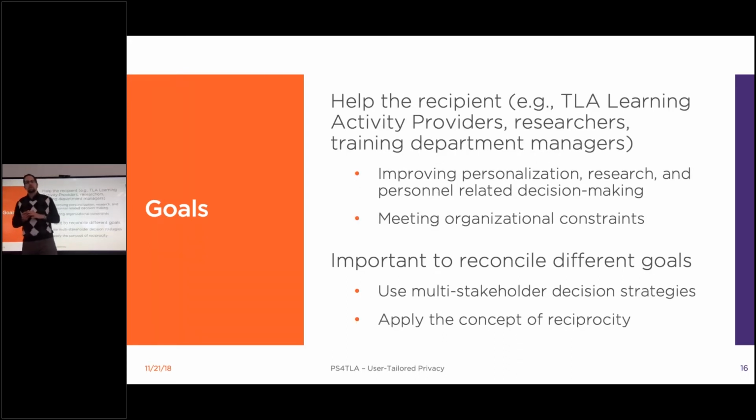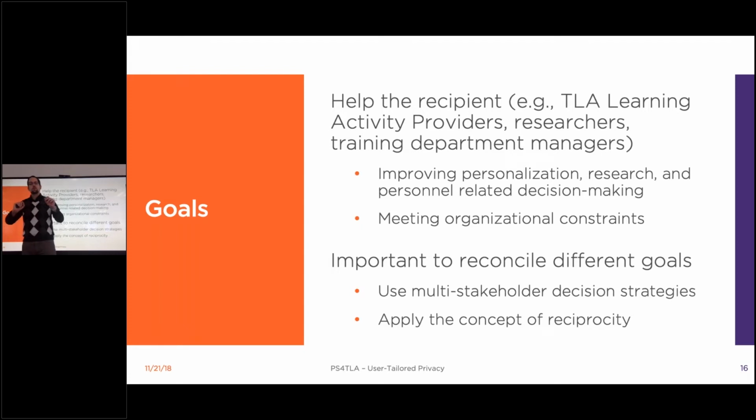Another goal that can be accomplished with user-tailored privacy, and this is along the lines of those organizational constraints and practices that I mentioned before, is to encourage the disclosure of information that is of particular usefulness to the overall mission of TLA. And we've identified this as being improving the personalization of the system, helping educational research, and informing personnel-related decision-making.